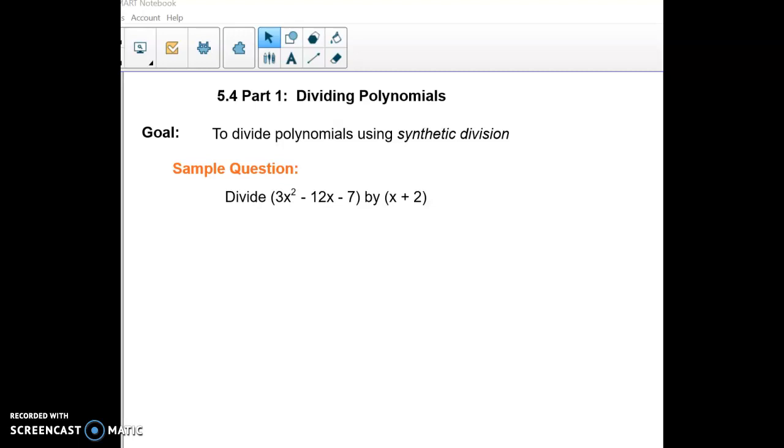All right, so 5.4, we're going to continue our study of polynomials. To figure out what that word means, here are some examples. They have little exponents that are numbers, like second degree, first degree. And today we're going to learn how to divide them using something called synthetic division.